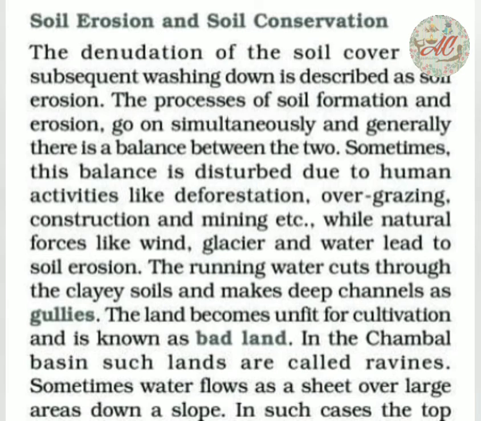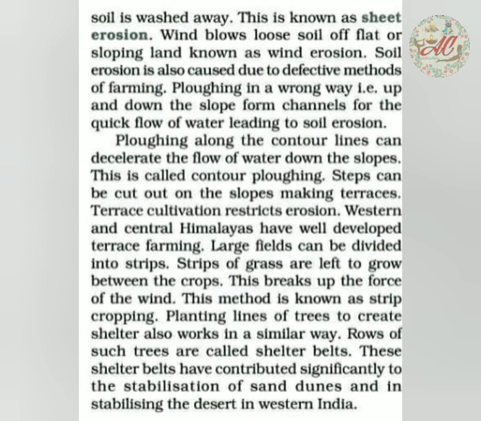While natural forces like wind, glacier, and water lead to soil erosion, the running water cuts through the clay soils and makes deep channels as gullies. The land becomes unfit for cultivation and is known as bad land. It means that land which is not used for cultivation and becomes unfertile is known as bad land. In the Chambal basin, such lands are called ravines. Sometimes water flows as a sheet over large areas down a slope. In such cases, the top soil is washed away, and this process is called sheet erosion.